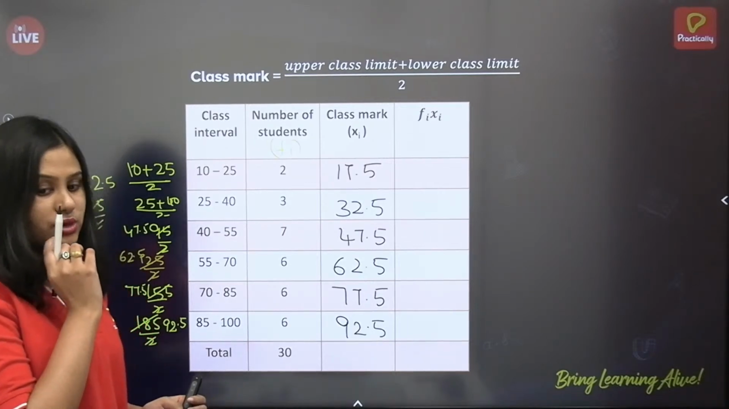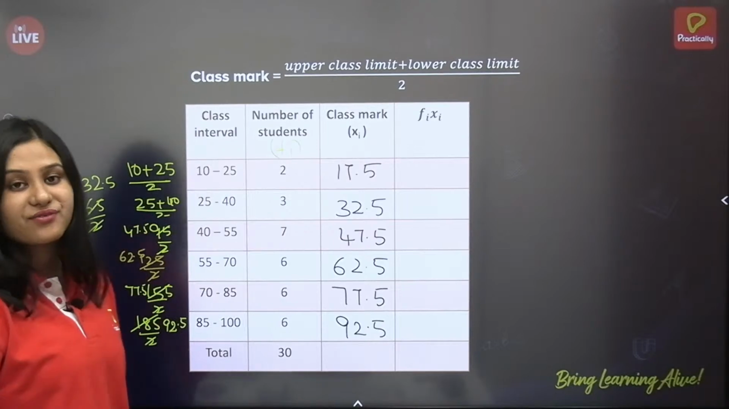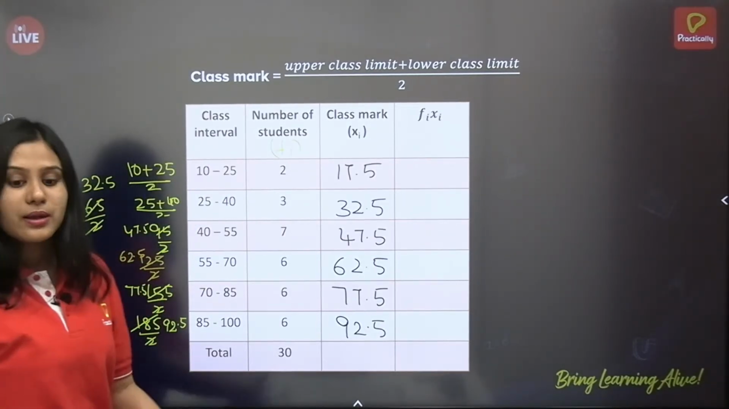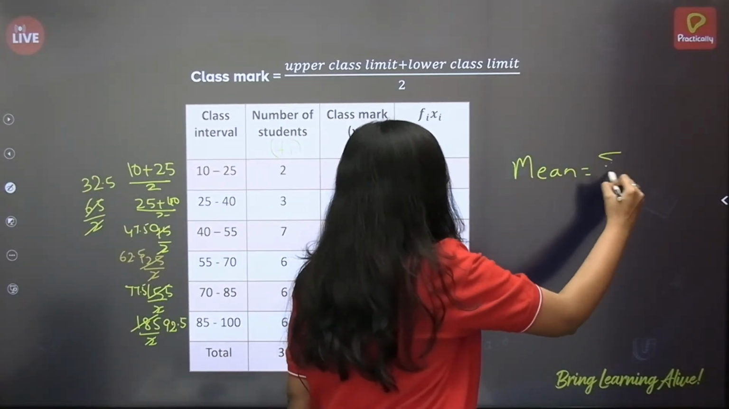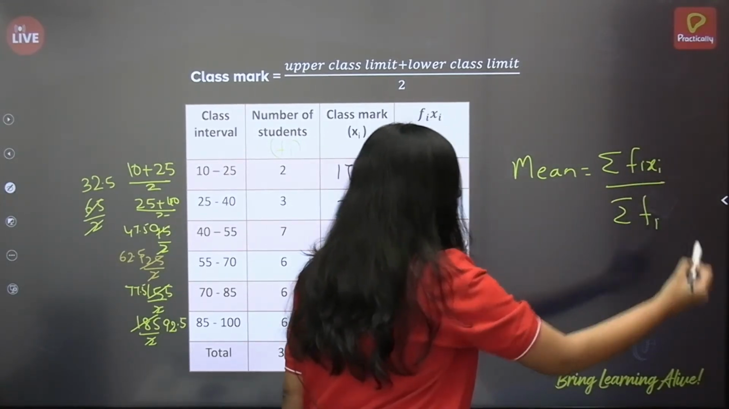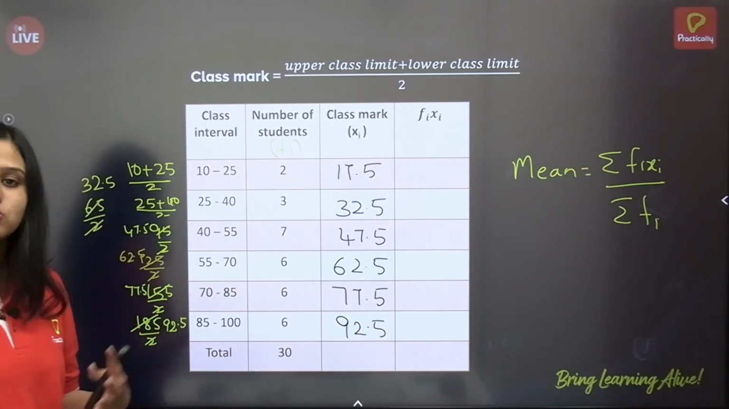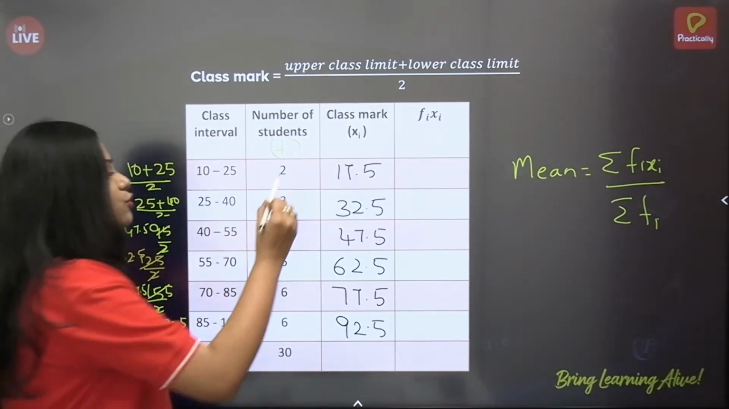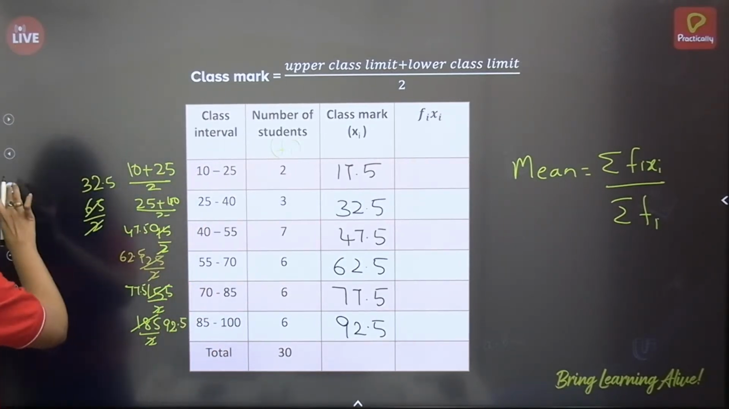Okay. So now that we got the values of xi, what is the next step? We have to calculate fi xi. Why? Because what is the formula for mean? Mean is equal to sigma fi xi by sigma fi, correct? So I know sigma fi, that is 30. So no need to do further calculation for it. But I want sigma fi xi. So for that I have to calculate fi xi, correct? So let us do that now.